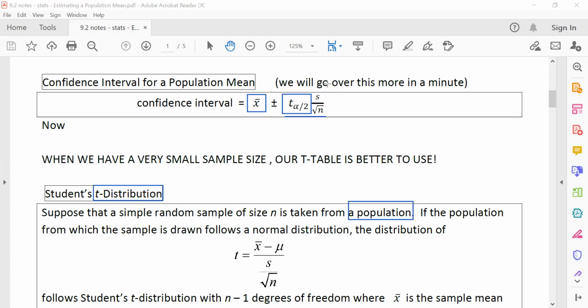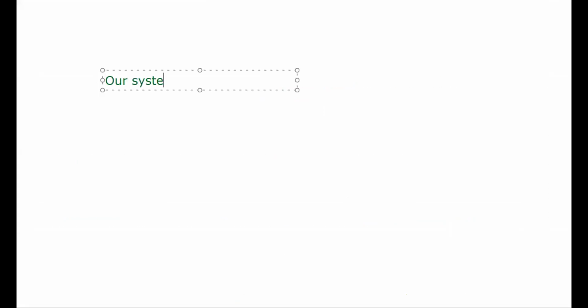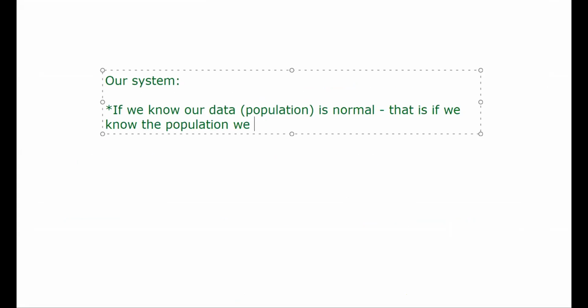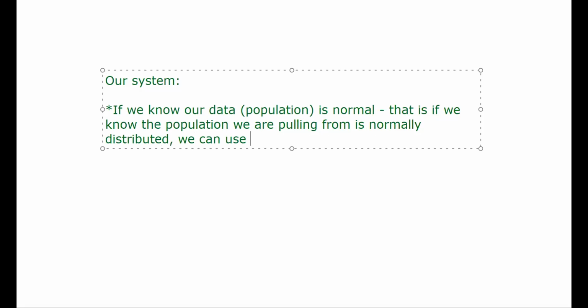So this gives us a nice little system. If we know our population is normal, that is, if we know the population we are pulling from is normally distributed, we can use z-scores. We can use confidence intervals. We can calculate probabilities in Chapter 8 using z-scores.